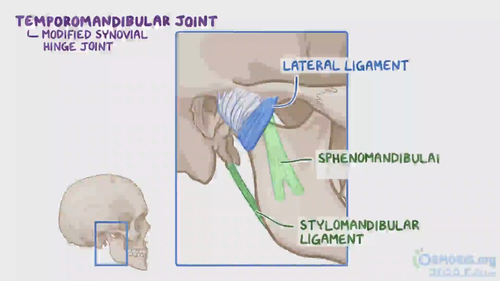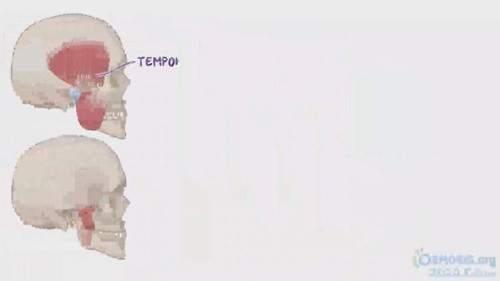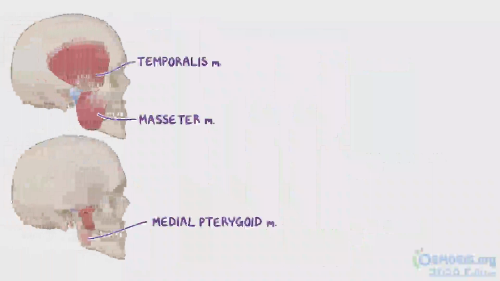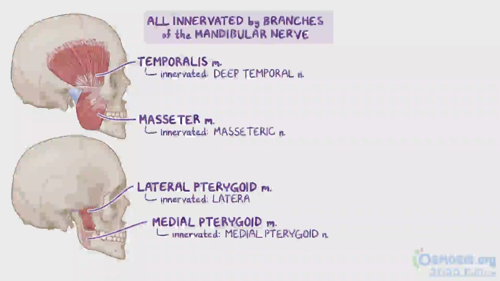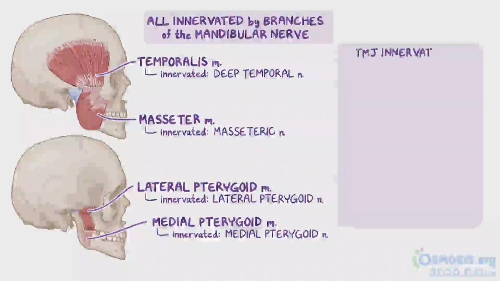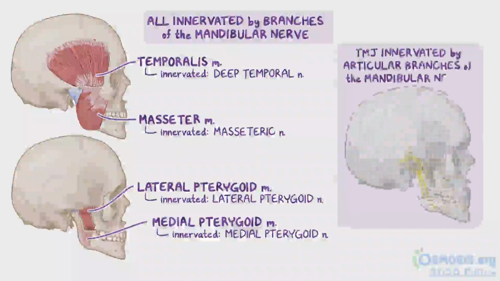The temporomandibular joint is strengthened by one intrinsic ligament called the lateral ligament and two extrinsic ligaments, the stylomandibular ligament and the sphenomandibular ligament. The muscles of mastication are the temporalis, the masseter, the medial pterygoid, and the lateral pterygoid muscle. They are all innervated by branches of the mandibular nerve: deep temporal nerves, the masseteric nerve, the medial pterygoid nerve, and the lateral pterygoid nerve, respectively. The temporomandibular joint is innervated by articular branches of the mandibular nerve.